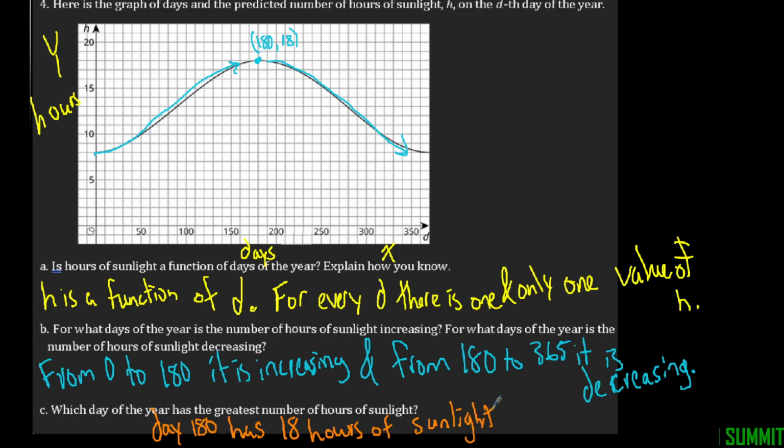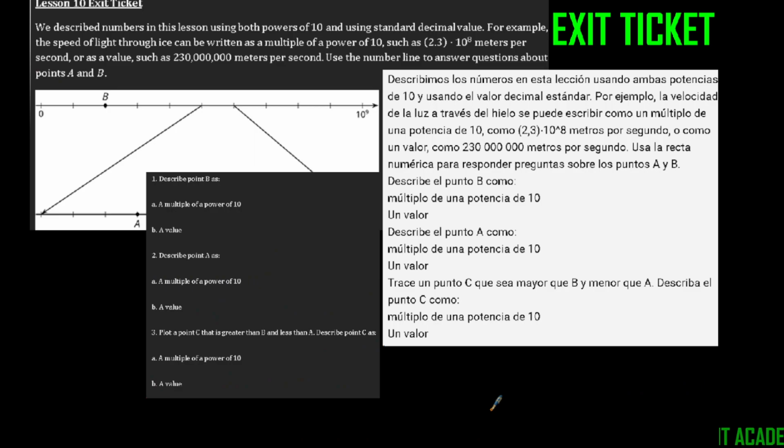All right. And then for the exit ticket, it looks something like this. It says we described numbers in this lesson using both powers of 10 and using standard decimal value. For example, the speed of light through ice can be written as a multiple power of 10, such as 2.3 times 10 to the power 8 meters per second, or as a value such as 230 million meters per second. Use the number line to answer the questions about points A and D.